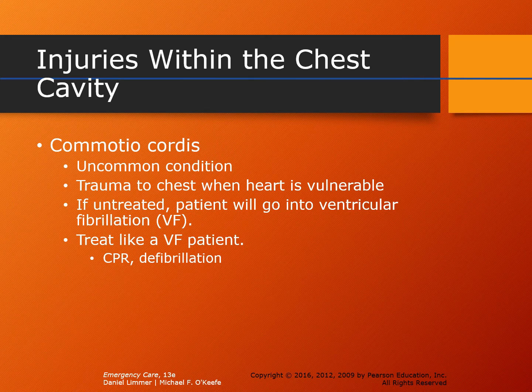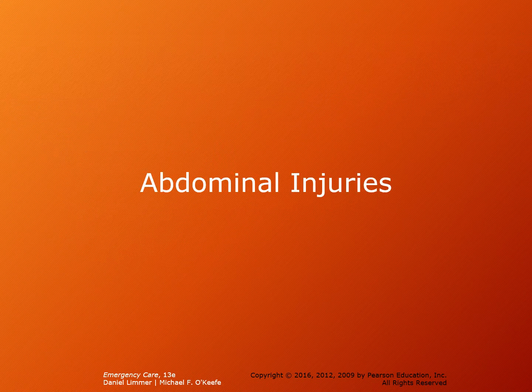If you've got a patient that suddenly collapsed after being struck in the chest, you should be thinking commotio cordis. It's a traumatic injury, a blunt trauma injury, but really it's a cardiac arrest emergency that you're going to be dealing with. Moving away from the chest, now we're talking about abdominal injuries.